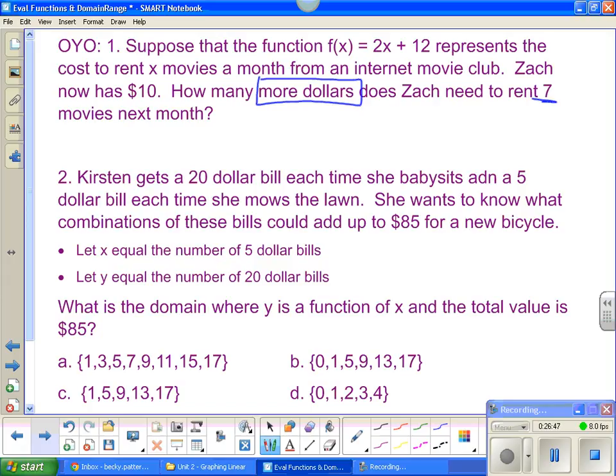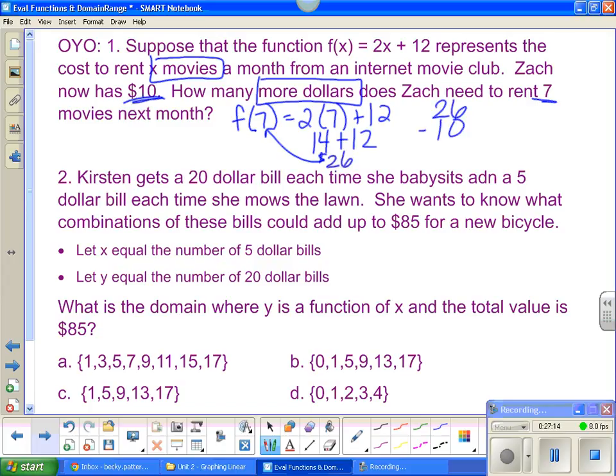So do I plug in the 7 or the 10? I'll plug in the 7 because x represents movies. So f of 7 equals 14 plus 12, so it's 26. So it will cost him $26 to rent 7 movies. He already has $10. How many more dollars does he need? So he needs $26. He already has the 10. He needs $16 more to rent his movies.